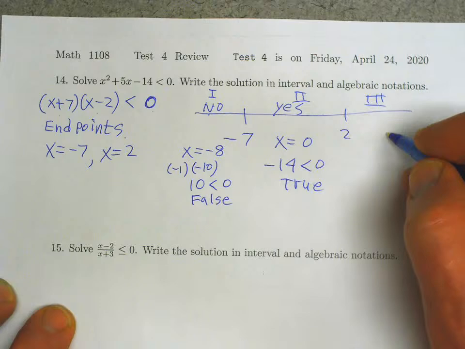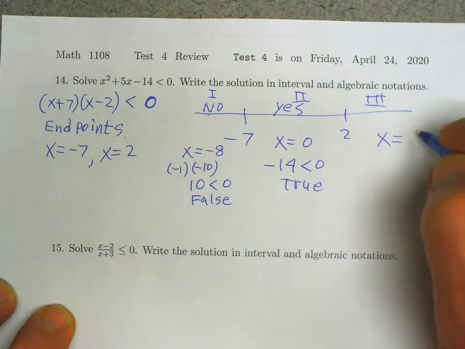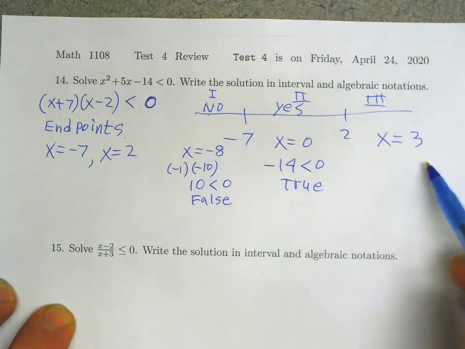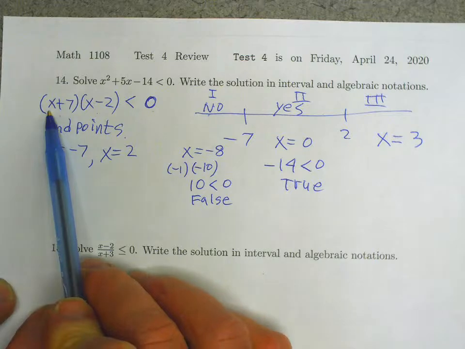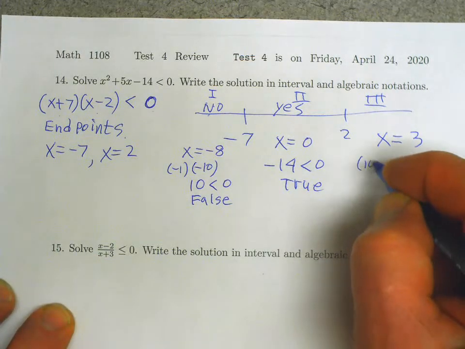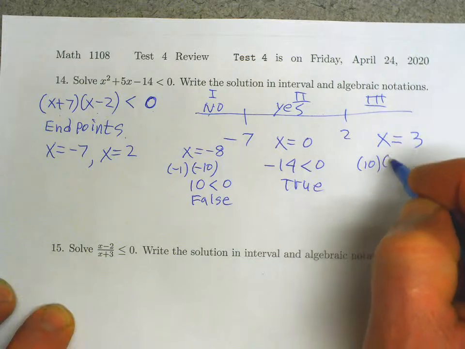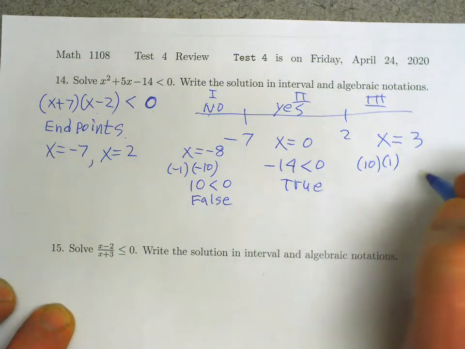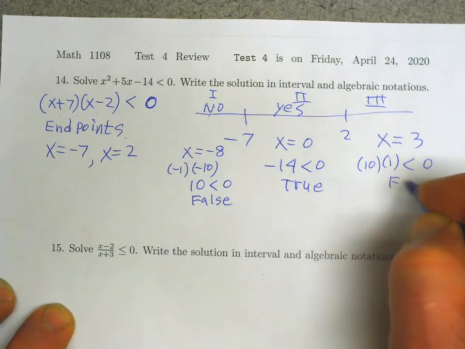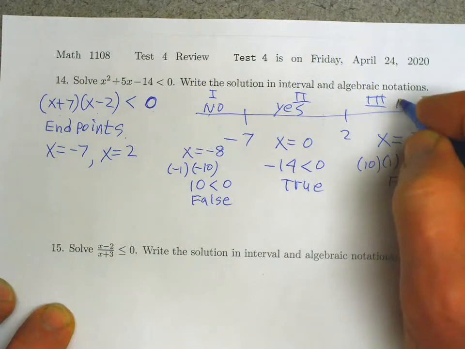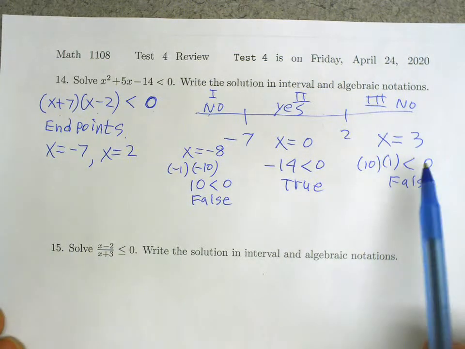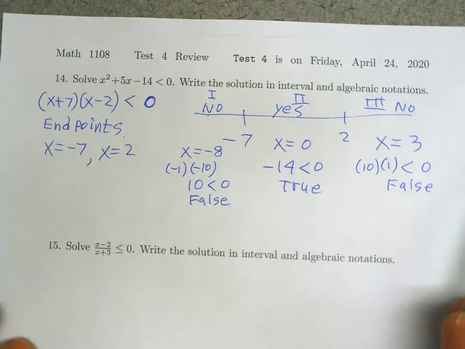And then in the third interval, pick a number bigger than 2, like 3. And then I'll use the factored form again. Replace x with 3. 3 plus 7 is 10. 3 minus 2 is 1. And this is a positive number. Less than 0 is false. So none of the numbers from 2 to infinity are solutions.